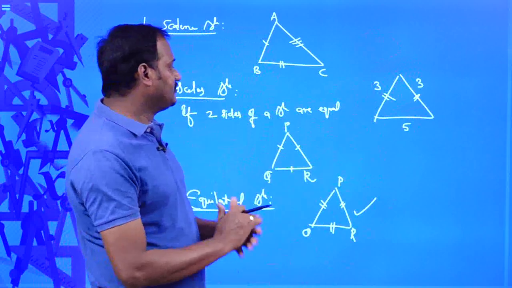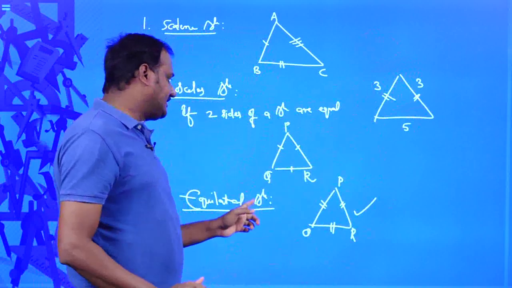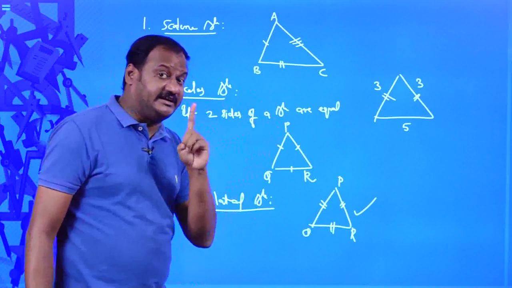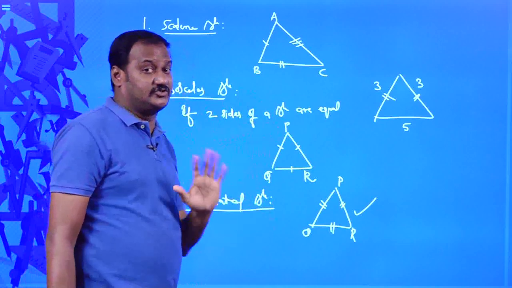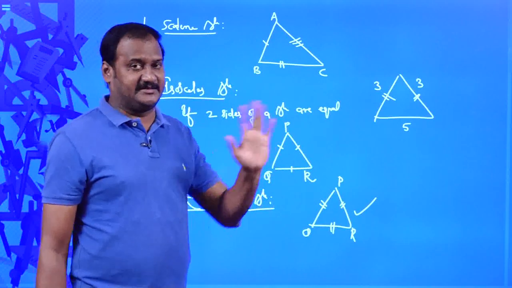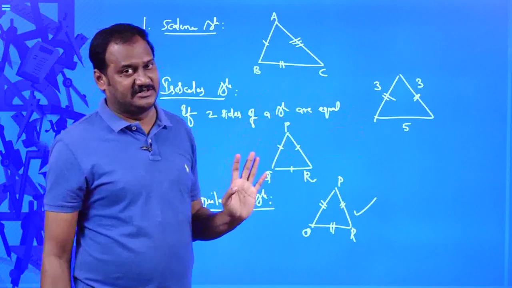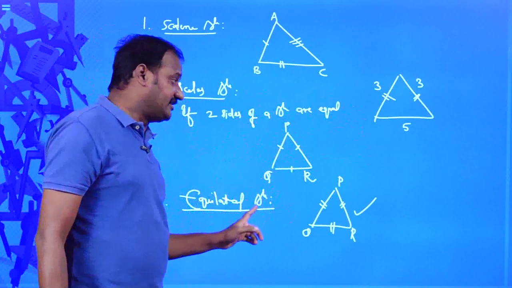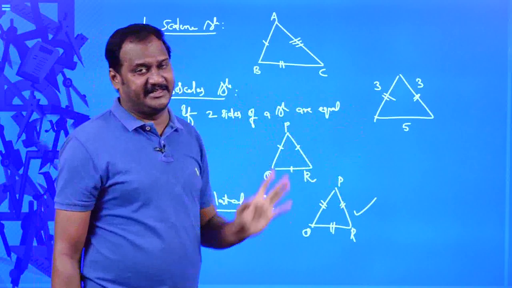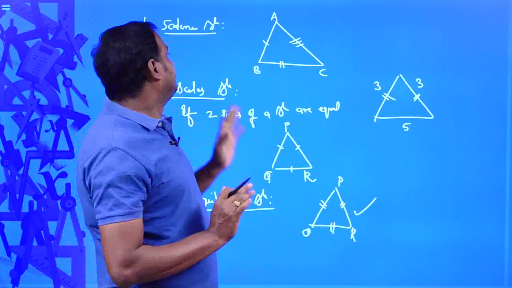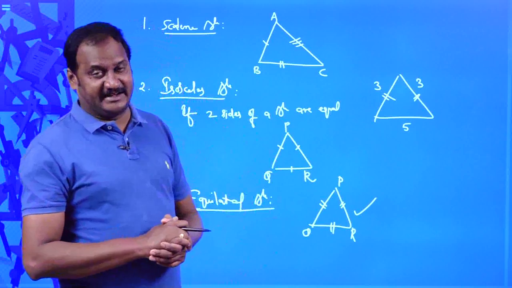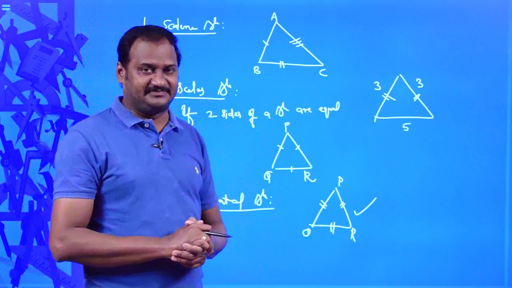So, here we can conclude one thing, that every equilateral triangle is isosceles, but every isosceles triangle need not be equilateral. You should not use the word "not" in our mathematical language, because sometimes it is true, sometimes it is false. So, that is why every equilateral triangle is isosceles, but every isosceles triangle need not be an equilateral triangle. So, this is about triangles based on sides and their definitions. Hope you understand. Thank you.